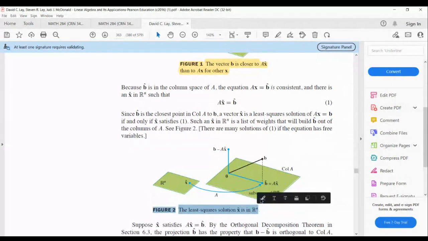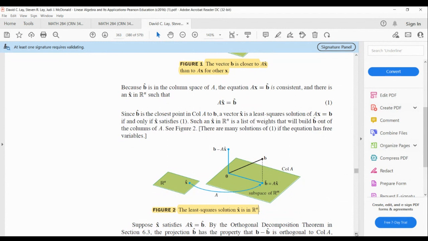Now we go to figure 2, and b hat is A times x hat. B hat is the projection of the vector b onto the column space of A. But now we have to find that. How are we going to do this? We can't use the orthogonal decomposition theorem to find that projection vector b hat because we don't have an orthogonal basis. We can't use those nice formulas from section 6.3, theorem 8.